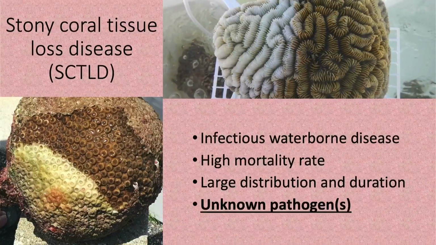So this is also found in stony coral tissue loss disease, or SCTLD. Now this is a disease that our lab mainly focuses on and what most of my research is about. So stony coral tissue loss disease is an infectious waterborne disease. So we know it can transmit throughout the water column, and it can also transmit by direct contact. If corals are right next to each other, they can transfer this disease.